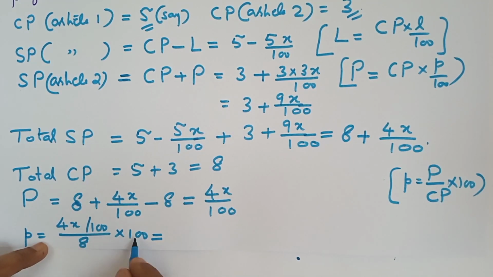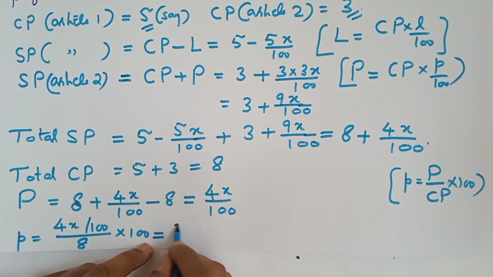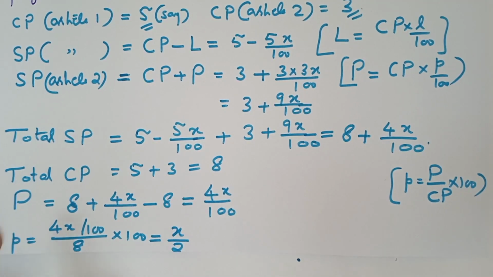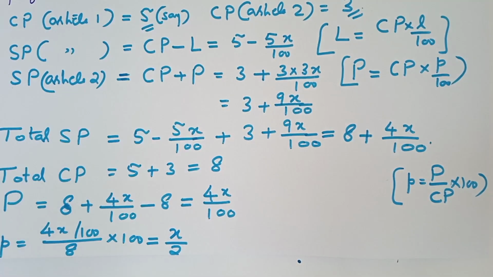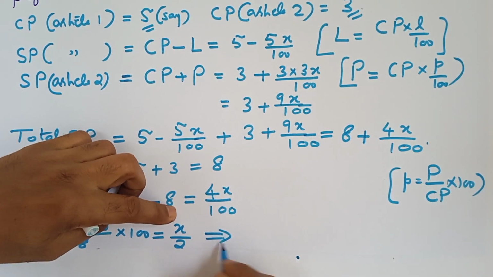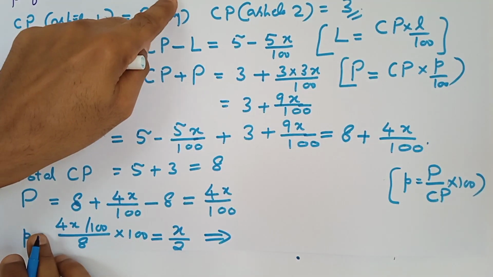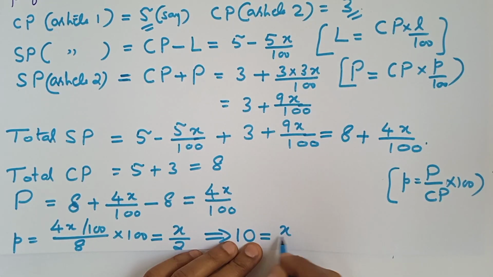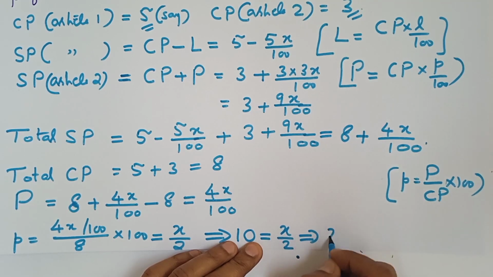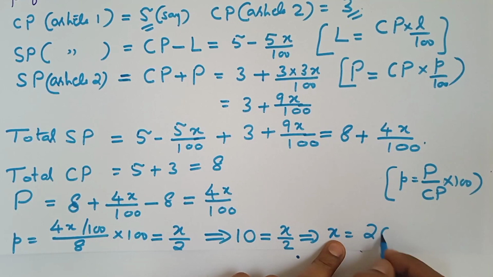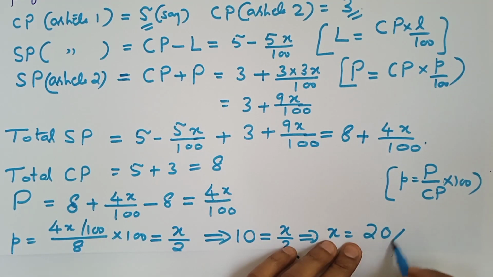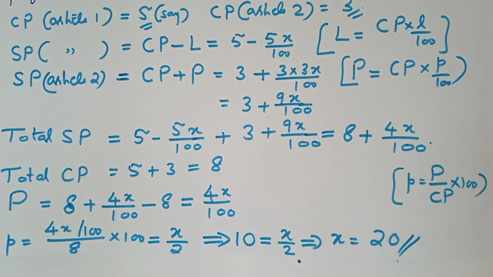What do you have? This 100 will go. Finally, on simplification, you will have x by 2. And what is that? Overall profit percentage, which is given to be 10 in the problem. That implies small p denotes overall percentage, which is 10. So 10 is equal to x by 2. This implies x is equal to 20, which is what we are asked to find out. So the value of x is 20. That's the final answer to the question.